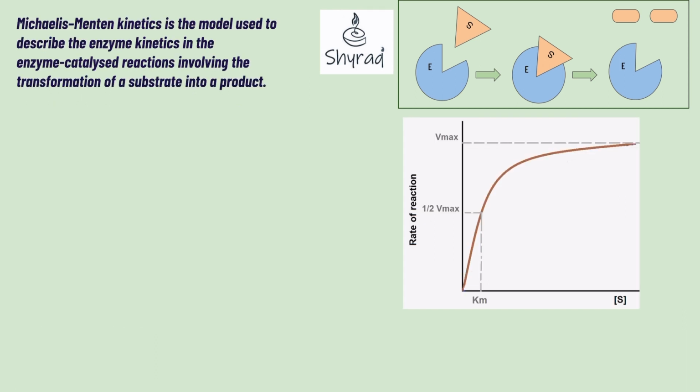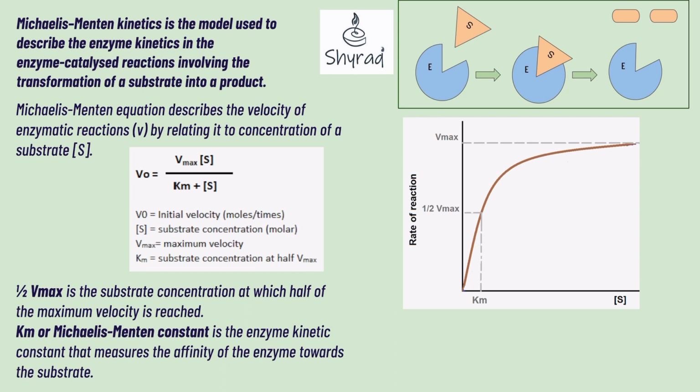Michaelis-Menten kinetics is the model used to describe enzyme kinetics in enzyme-catalyzed reactions involving the transformation of a substrate into a product. The Michaelis-Menten equation describes the velocity of enzymatic reactions by relating it to the concentration of a substrate. Half Vmax is the substrate concentration at which half of the maximum velocity is reached.